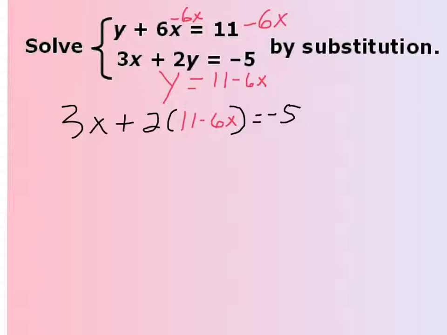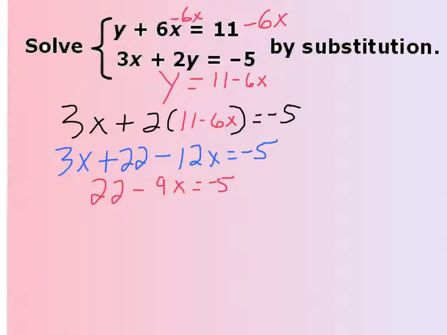Now it's important to use the parentheses because we're going to have to do the distributive property here. We're going to have to distribute the 2 to the 11 and to the minus 6x. I'm going to show you what the work looks like right now. After I distribute, I get this. And now it's time to combine like terms. So I'm going to take my 3x and put it with my negative 12x.